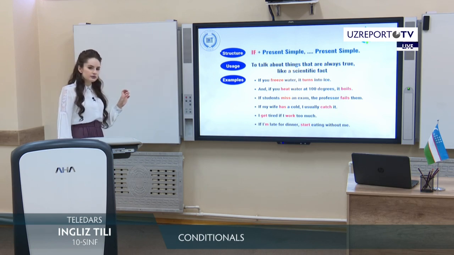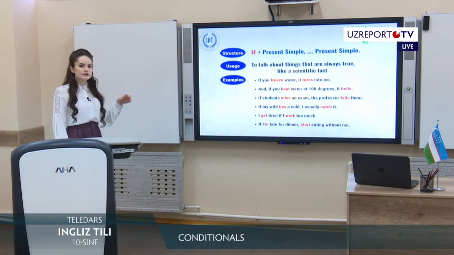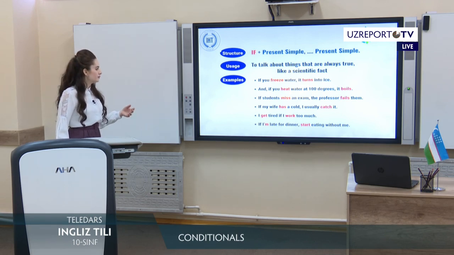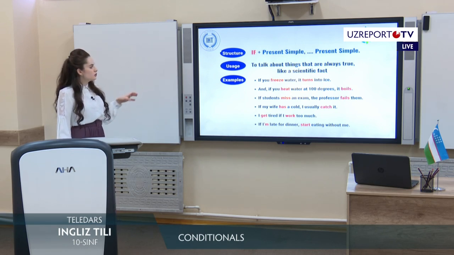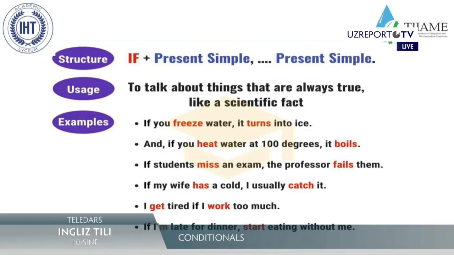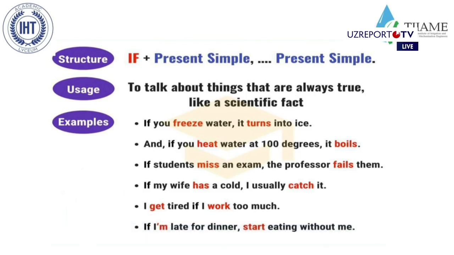I highlighted some words in red, so you may understand which of them are written in present simple tense. Look, if you freeze water, it turns into ice. Well, freeze is in present simple, turns is also in present simple. We added the ending s because we have the pronoun it before the verb. Or, if you heat water to 100 degrees, it boils. So heat and boils are verbs which are also in present simple tense.